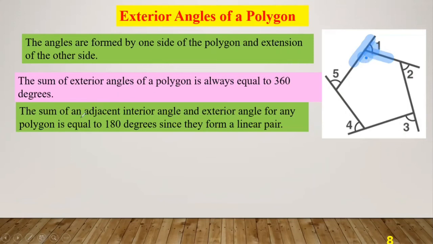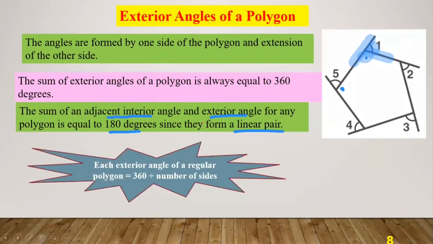The sum of adjacent interior angle and exterior angle. If I'm talking of 5 as an exterior angle, this is my adjacent interior angle. So 5 plus this angle is going to be 180 degrees. So if we know the interior angle, we will be able to find the exterior angle, even though it is an irregular polygon. So the sum of adjacent interior angle and exterior angle for any polygon is always equal to 180 degrees, since they form a linear pair. That means they stand on a line.